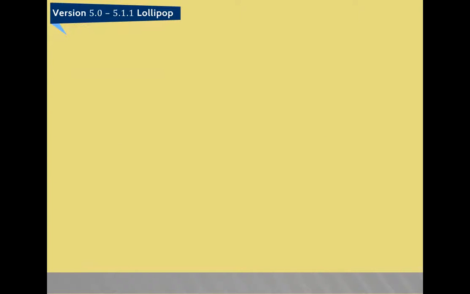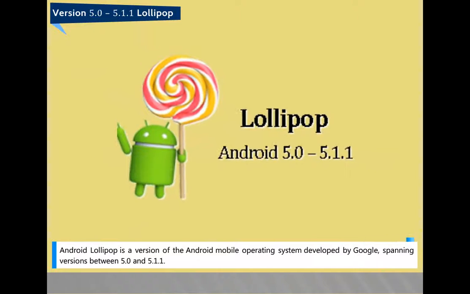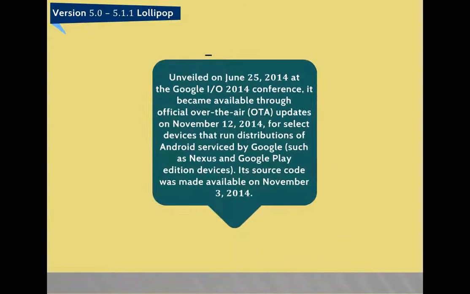Version 5.0 to 5.1.1 Lollipop. Android Lollipop is a version of the Android mobile operating system developed by Google, spanning versions between 5.0 and 5.1.1. Unveiled on June 25, 2014 at the Google I/O 2014 conference, it became available through official over-the-air, that is, OTA updates on November 12, 2014 for select devices that run distributions of Android serviced by Google, such as Nexus and Google Play Edition devices. Its source code was made available on November 3, 2014.